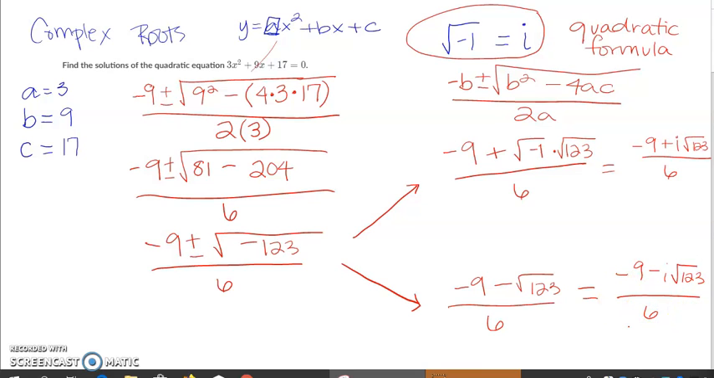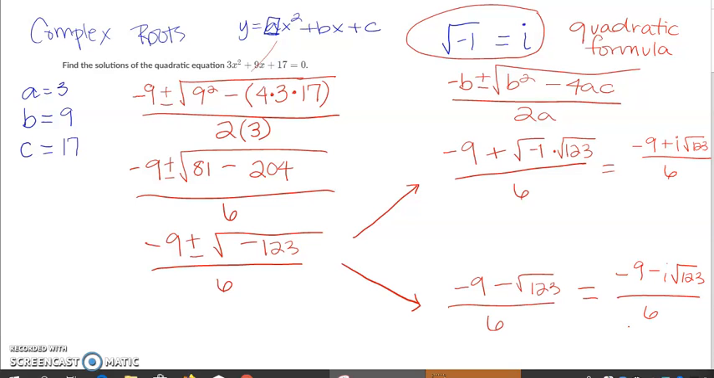Okay. Here, when you get to this step, you need to figure out if you can simplify what's underneath the radical. 123 happens to be a prime number, and what that means is that it's not divisible by anything but 1 and itself. So basically, the square root of 123 is as simplified as you can make this answer. So hopefully that isn't too confusing for you.